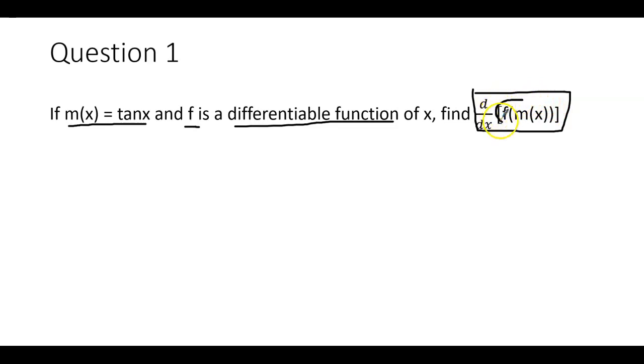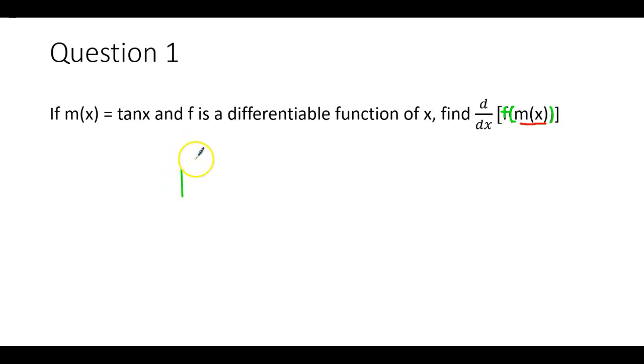Now this is what we call a composite function, and the way you find the derivative of a composite function is by doing the chain rule. Alright? And so we have an outside function, which is the f here, and then we have an inside function, which is the m. So when you do the chain rule, you do the derivative of the outside, multiplied by the derivative of the inside.